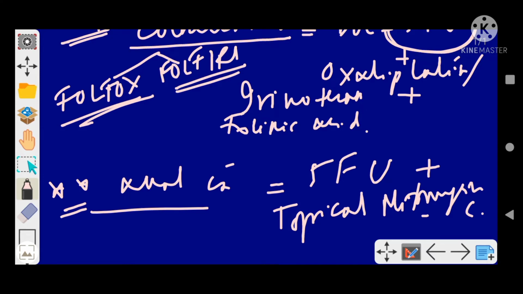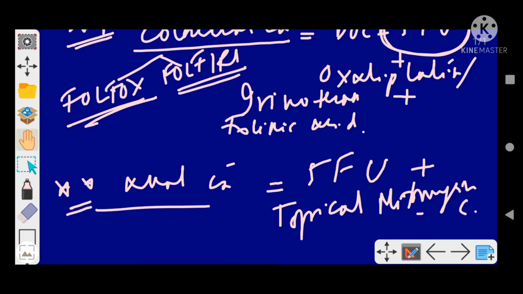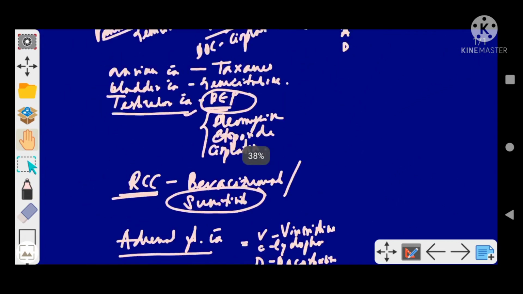Overall, if you see the chart, the most important drug is cisplatin. I will recommend you to write everything in that picture itself. I could not make it because of lack of space on the screen, but try to make it in that chart, in that diagram only. So okay, and we will revise once.